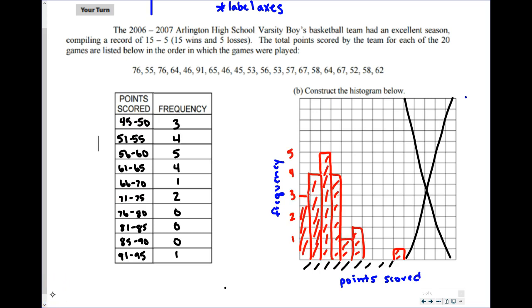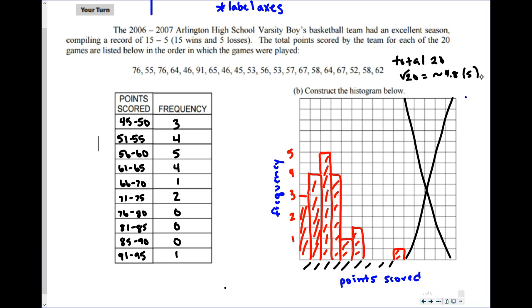So this is what I came up with for my histogram. I noticed that there were a total of 20 data points, and the square root of 20 is around 4.8. So I basically rounded that up to 5. So I had my data points going through 5.